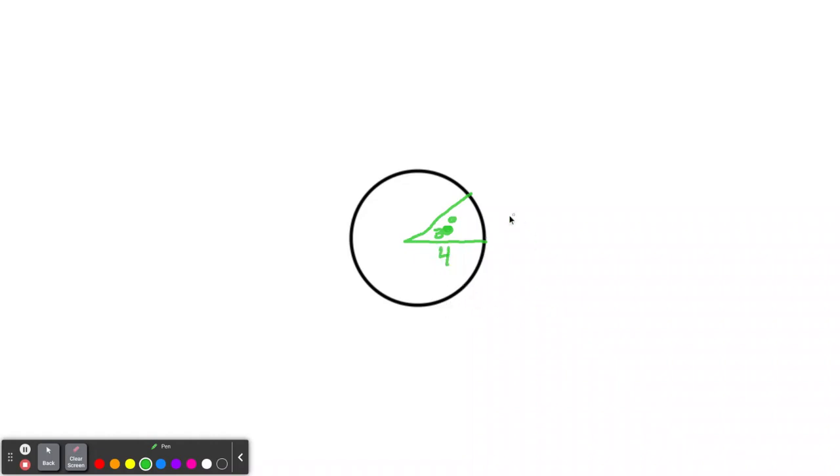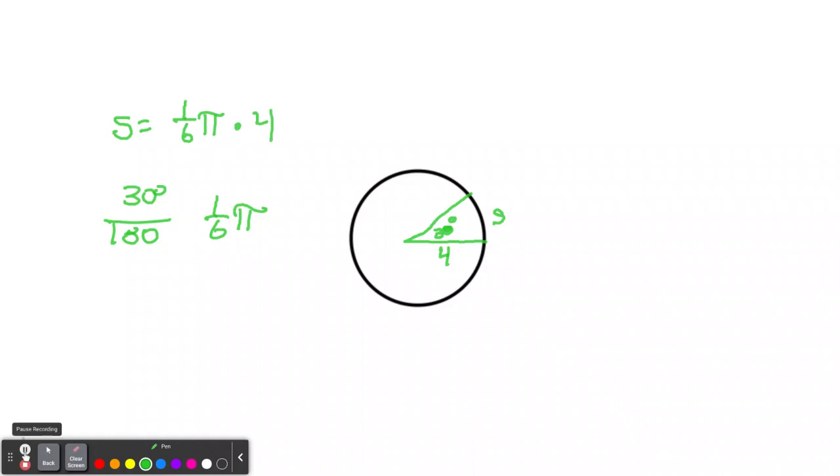Again, what would be S? So again, S is going to equal, not 30 degrees, right? We want to convert 30 degrees into radians. Just put it over 180. You know that that's going to be 1/6 of a pi radian. So it's 1/6 pi radians times 4. And what would you get? So we have the arc length about 2.07. Should put that "about" sign over there.